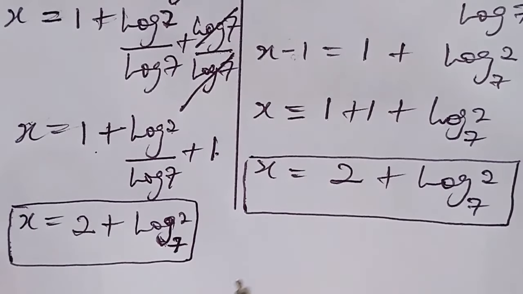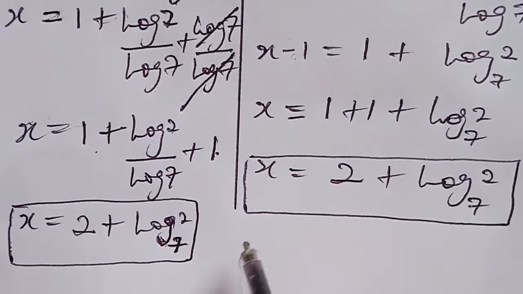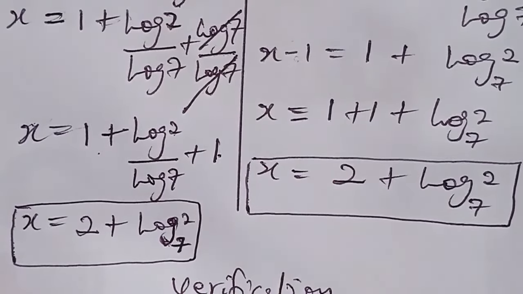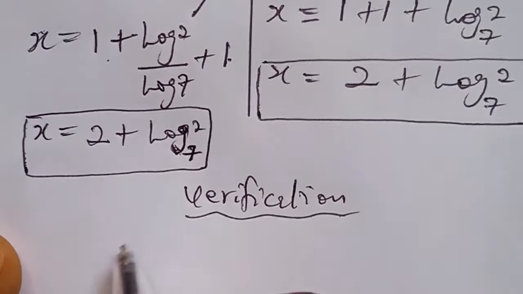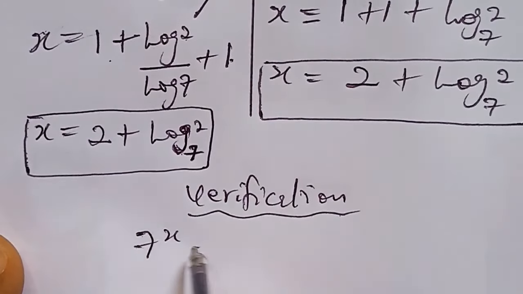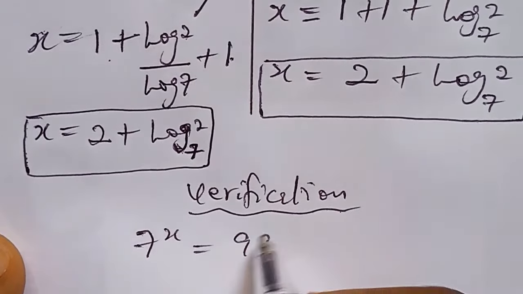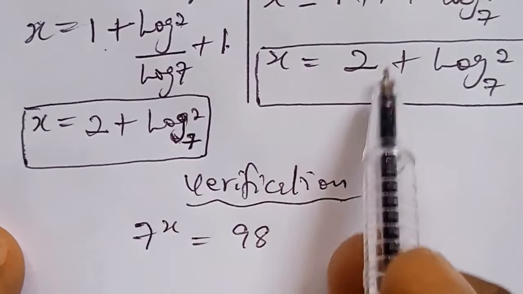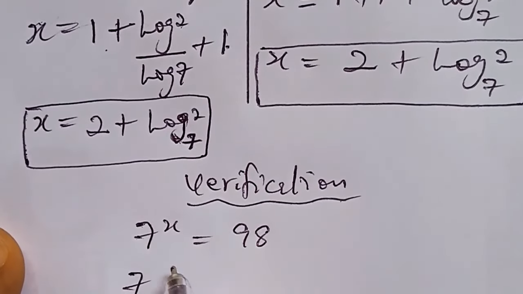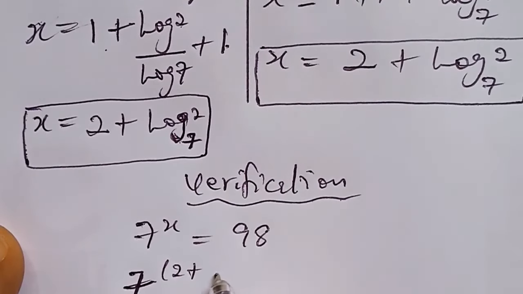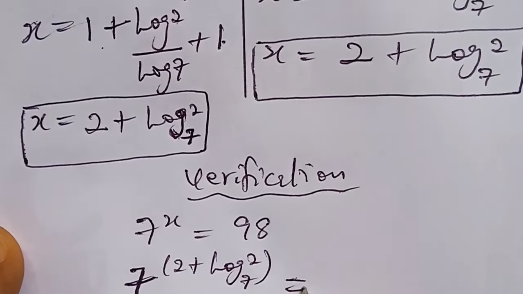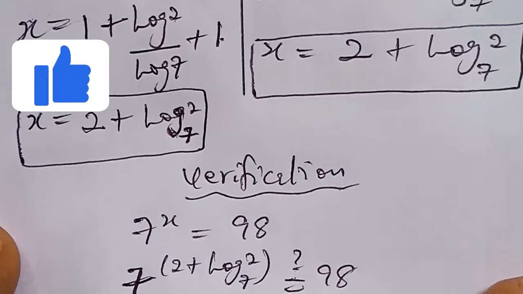Then let's go ahead to verify the value of x. So verification. So from our equation, we have x to the power of 7 equal to 98. So if we insert the value of x that you are seeing at your view over here, we have that 7 will now be to the power of 2 plus log 2 base of 7. Would that be equal to 98?